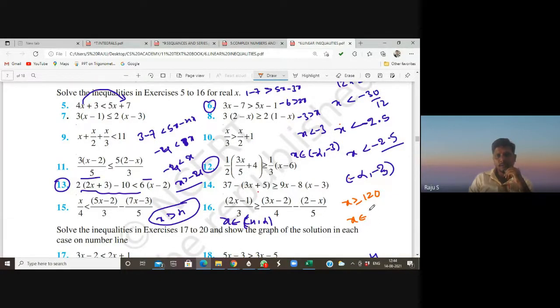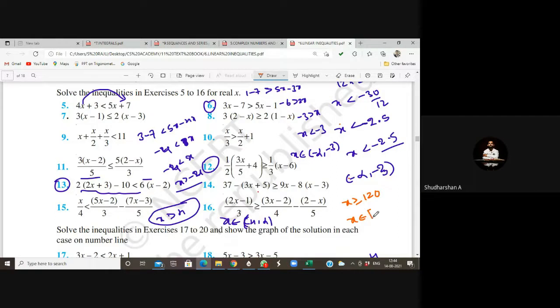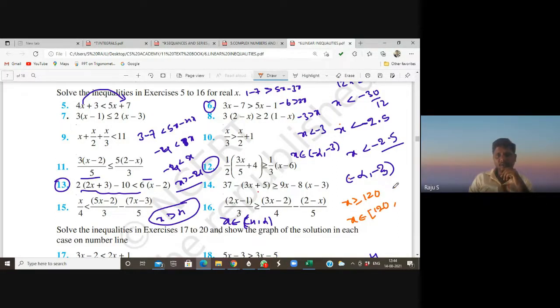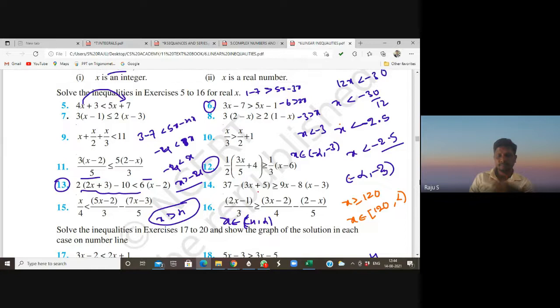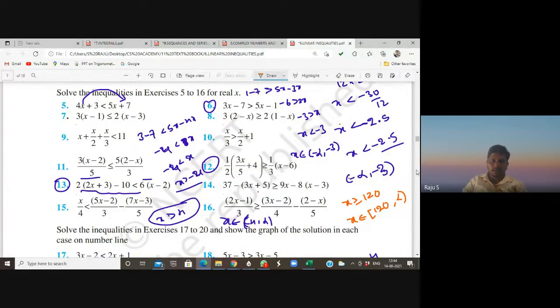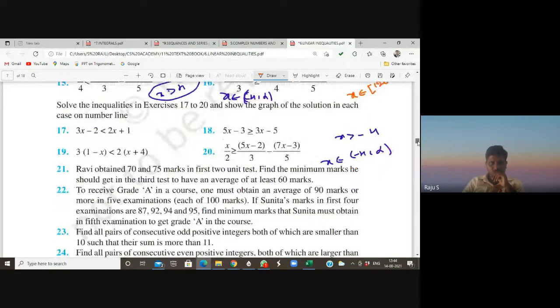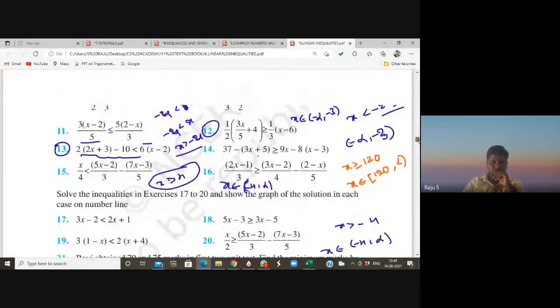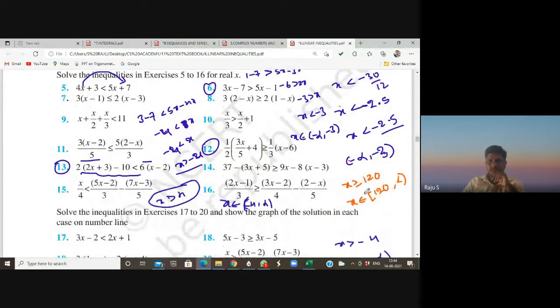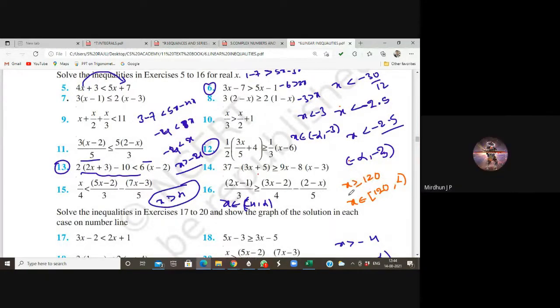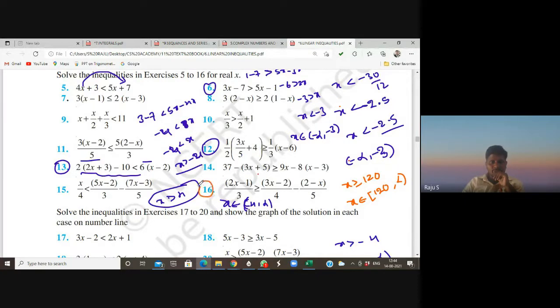in the form of interval. 120 comma infinity. That is a closed interval. You have to say closed interval 120 to infinity, open interval. Am I right? Yes, sir. Right. Now, shall I ask one more question? Finally, is it correct, remaining students? Yes, sir. Correct only. Yeah, all of you do the 16th one.